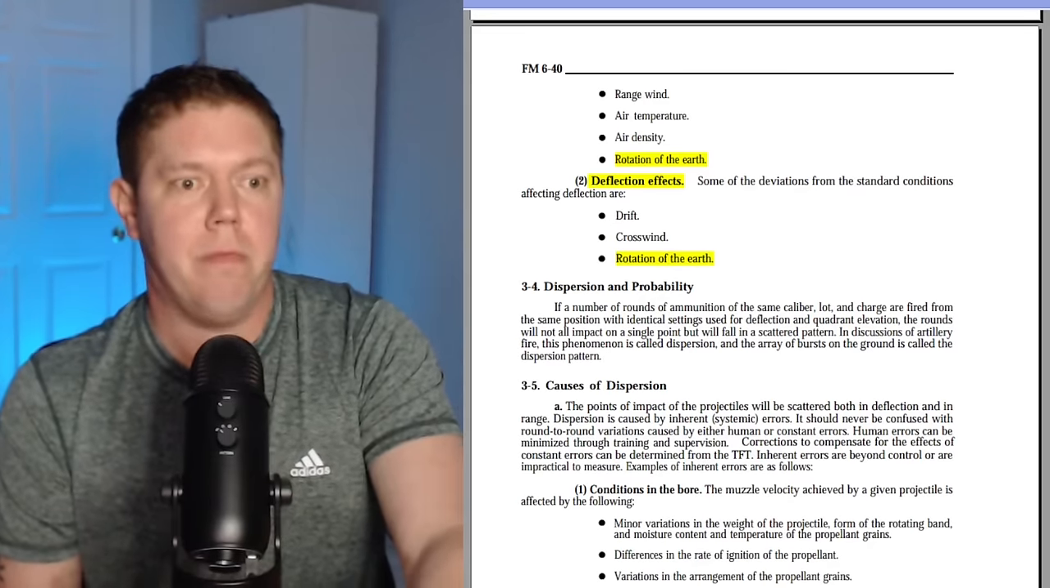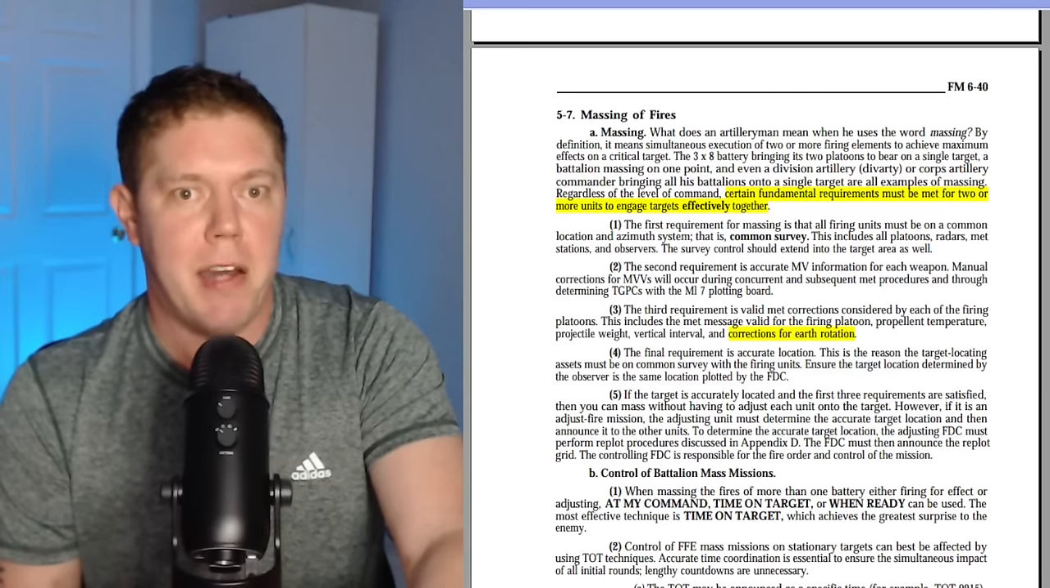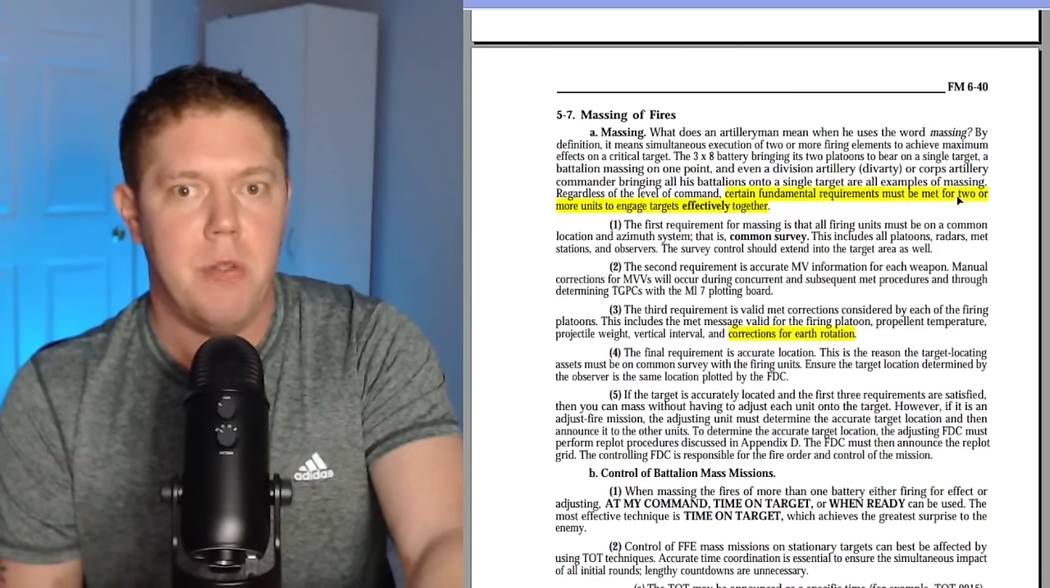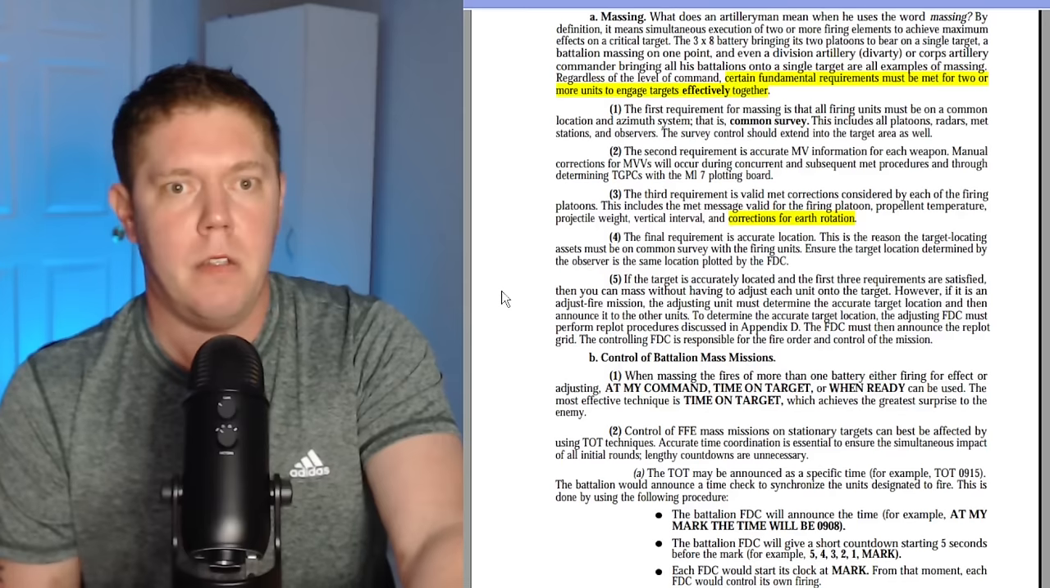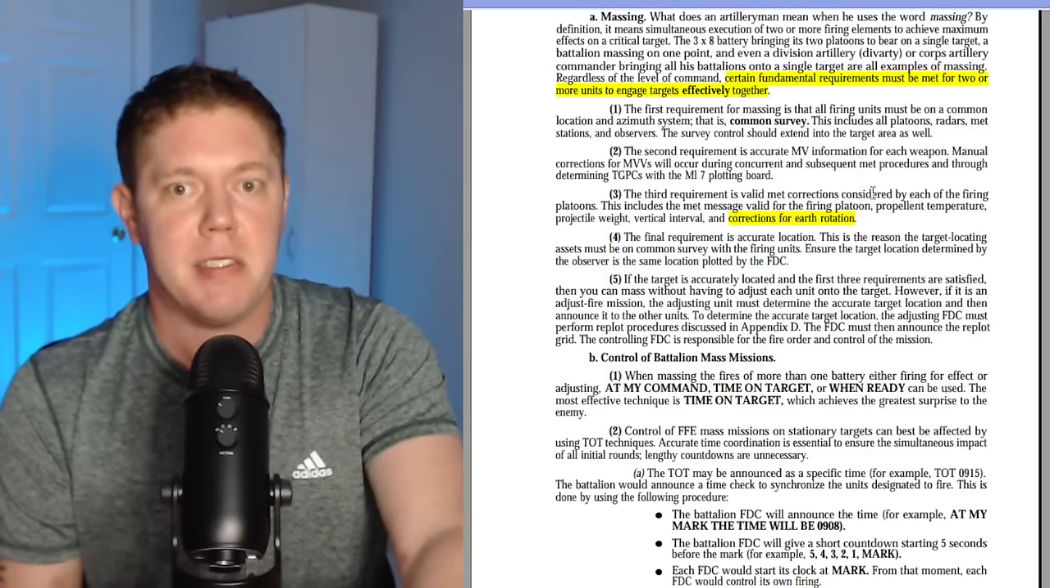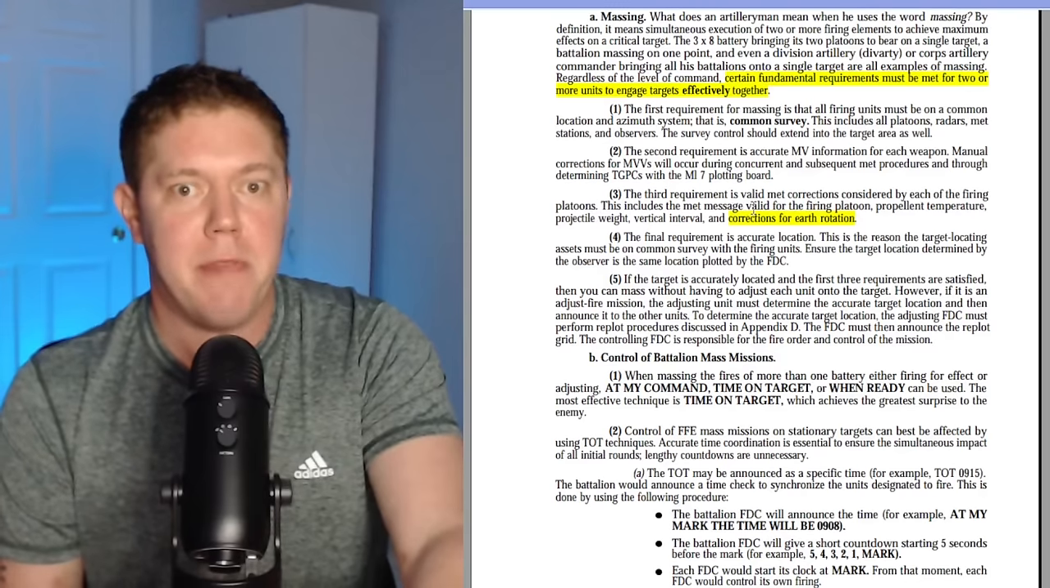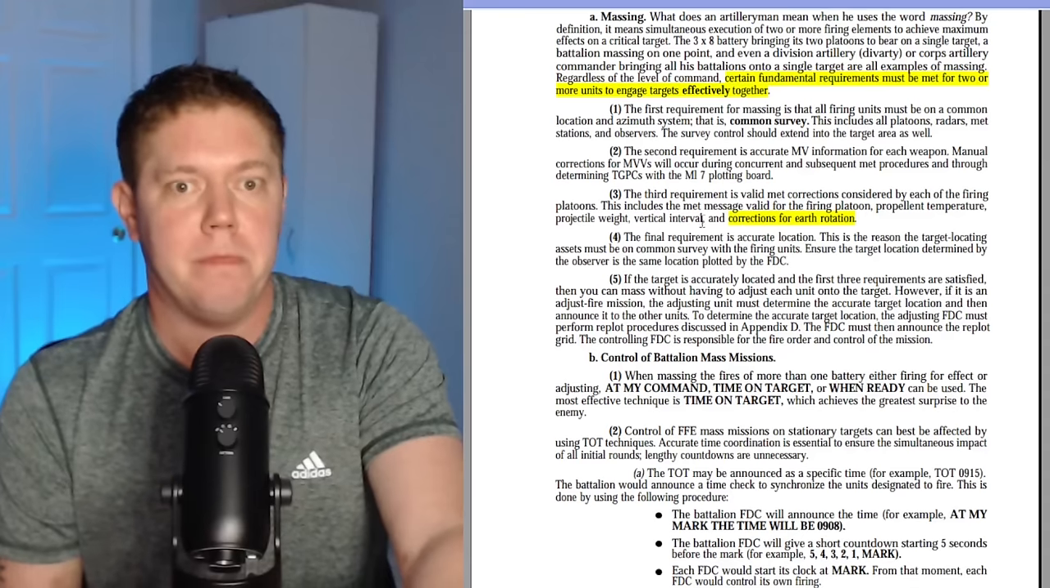But let's keep going. Here's a section called massing of fires. Basically, what you need to know here is that certain fundamental requirements must be met for two or more units to engage targets effectively together. Skipping down a little bit, the third requirement is valid MET corrections considered by each of the firing platoons. This includes the MET message valid for a firing platoon, propellant temperatures, projectile weight, vertical interval, and corrections for Earth rotation.